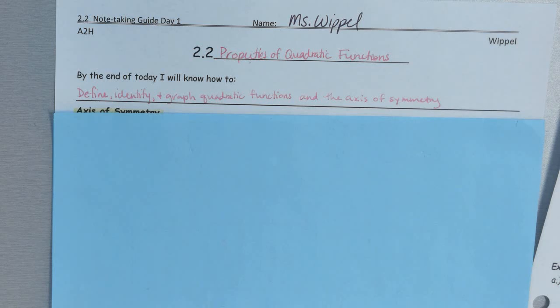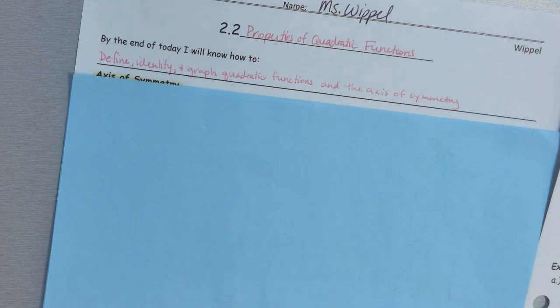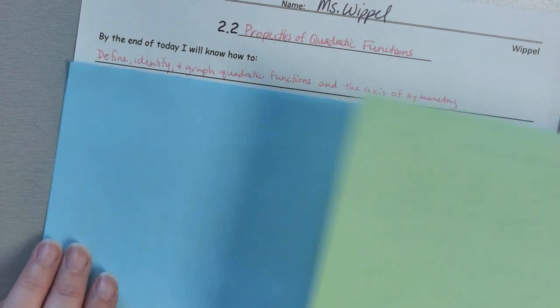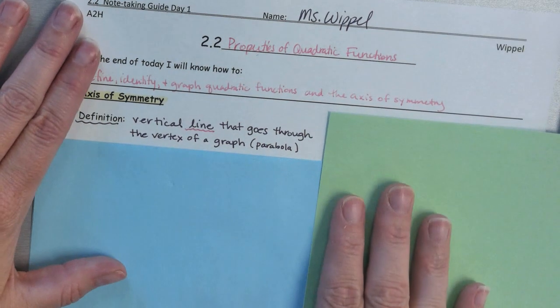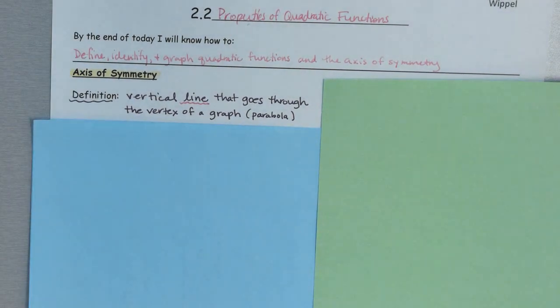So the first thing we're going to talk about is the axis of symmetry. Symmetry is a word you might remember from geometry. If they are symmetric about a line, it means you could fold, in this case, the parabola over that line, and it would be the same on both sides. So the axis of symmetry is a vertical line that goes through the vertex of a graph. And because we're doing quadratic graphs, we know that in this case it is going to be a parabola.